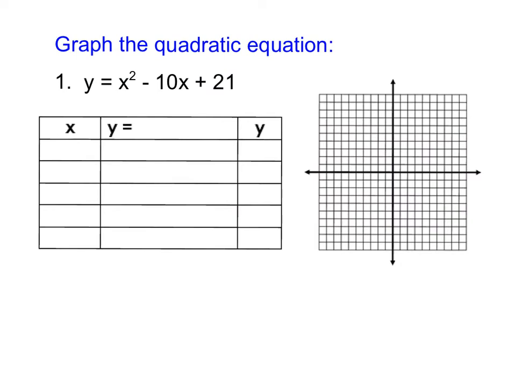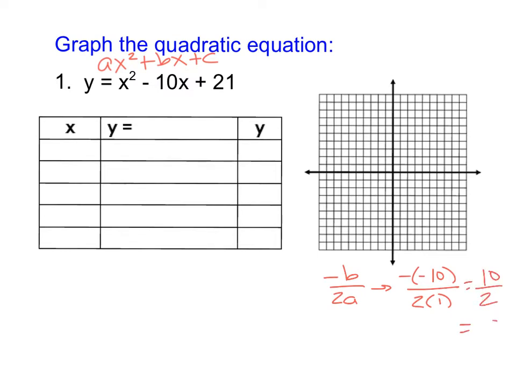All right, so I want you to pause and try this problem on your own. So we're going to start with our negative b over 2a. So that's negative 10 over 2 times 1. Remember, it's ax squared plus bx plus c. Our b is the number in front of the x, so negative 10. So we get 10 over 2, which is 5.